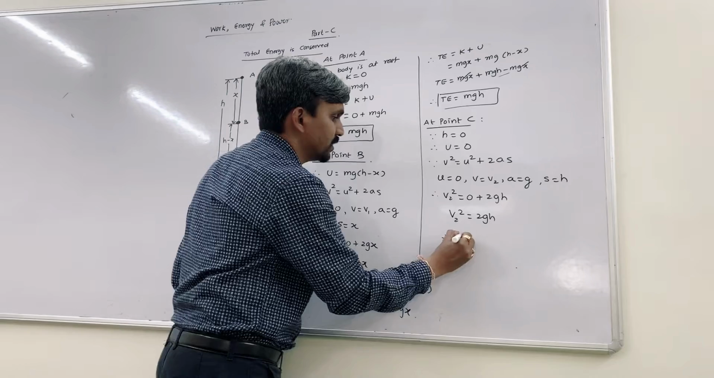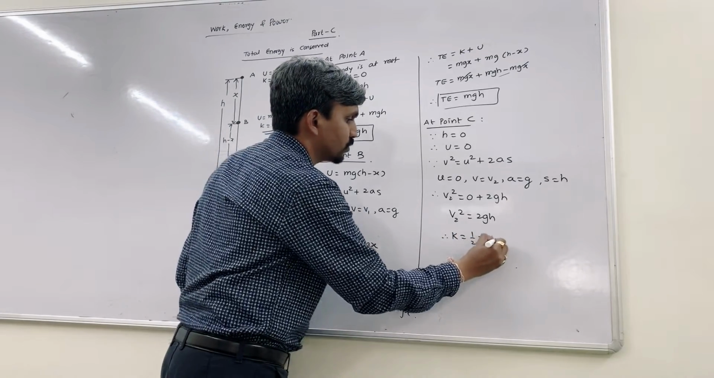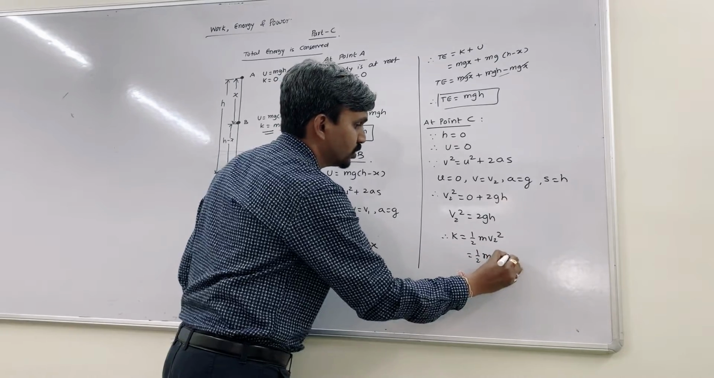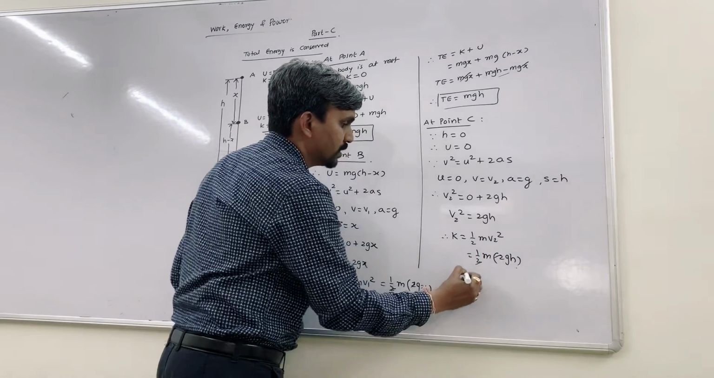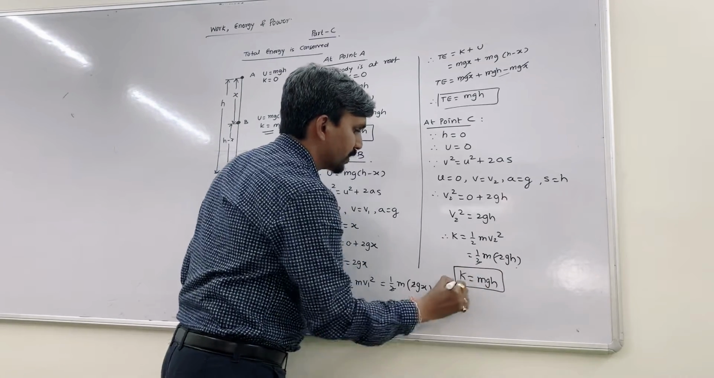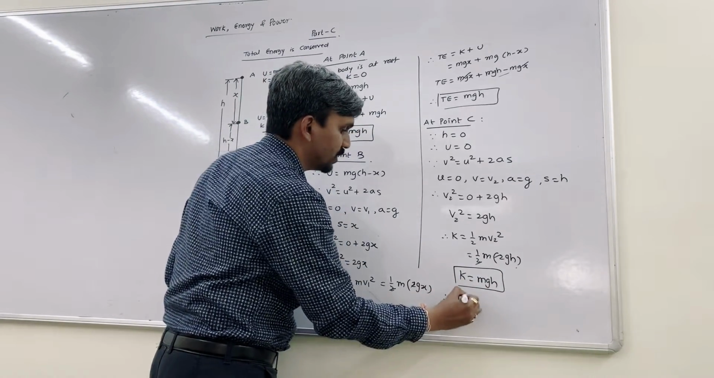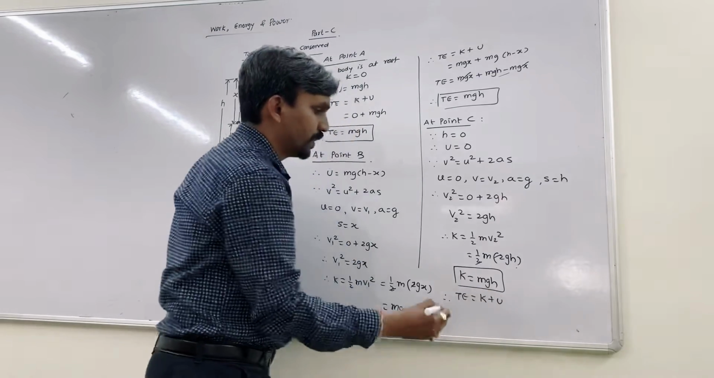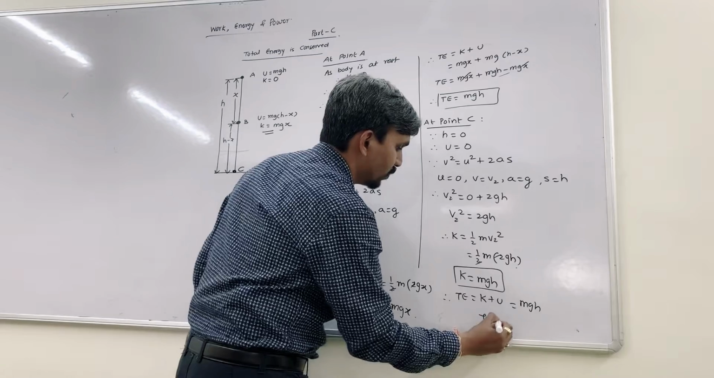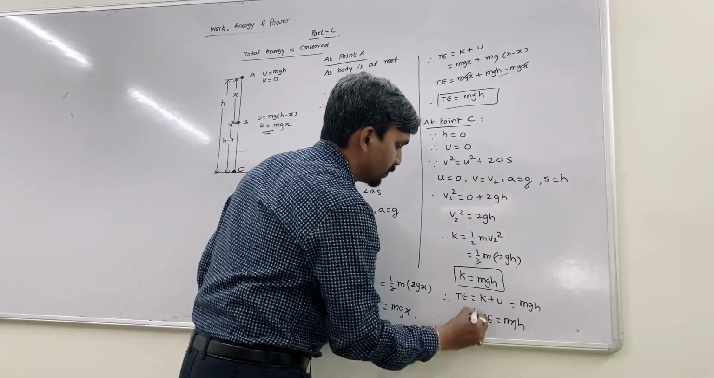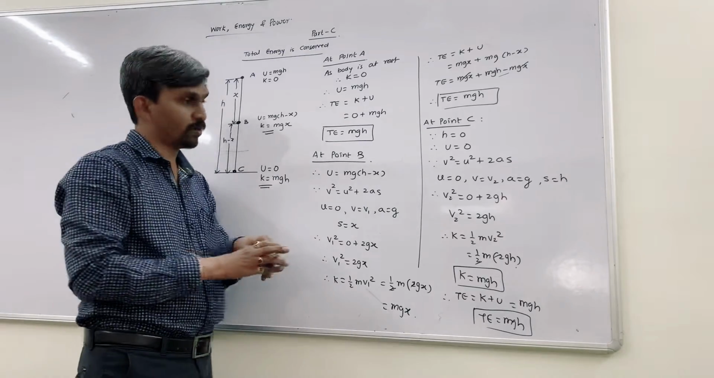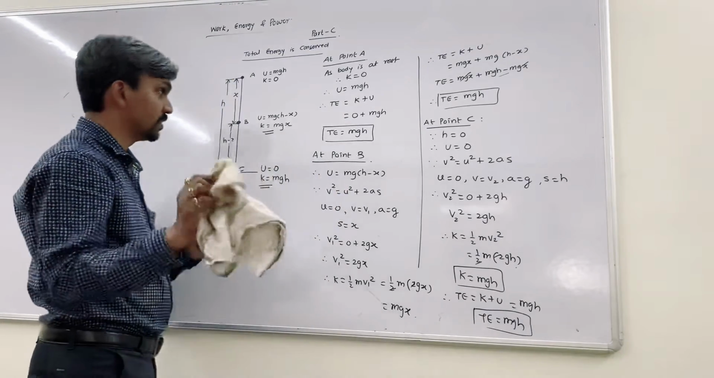So kinetic energy K is half m v2 square, right? This is equal to half m times 2gh. The 2 cancels, so kinetic energy is only mgh, right? So can I write, therefore, total energy is equal to K plus U. Now K is only mgh, U is 0. So total energy is mgh. From this we can show that total energy is conserved. That's it about this derivation.